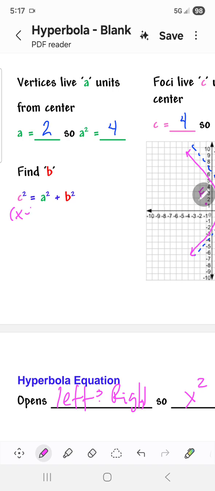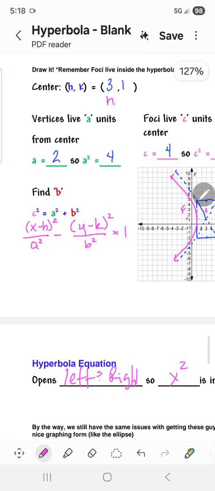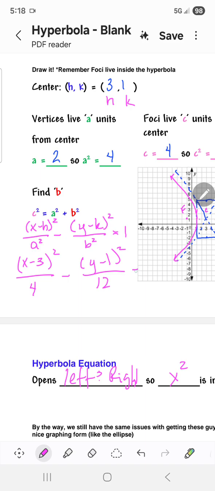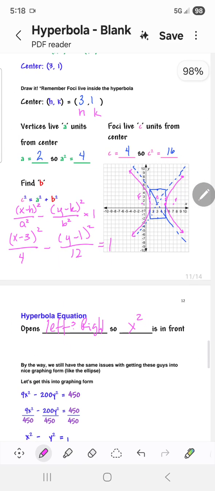So we have (x minus h) quantity squared over a squared minus (y minus k) quantity squared over b squared equals 1. My center, my h is 3, my k is 1. So I have (x minus 3) squared over a squared, which is 4, minus (y minus 1) quantity squared over b squared, which was 12 if I remember correctly, equals 1. So there's our equation for that one.